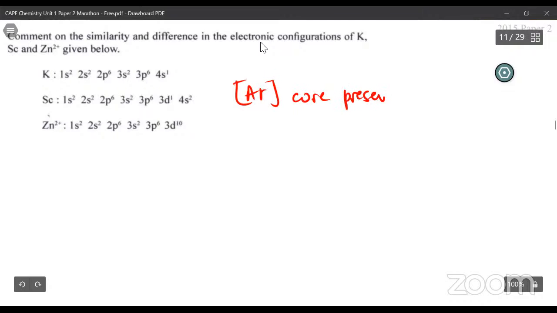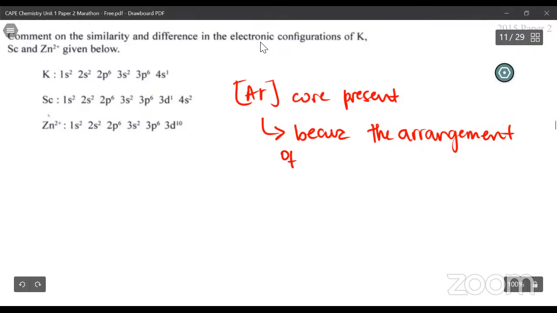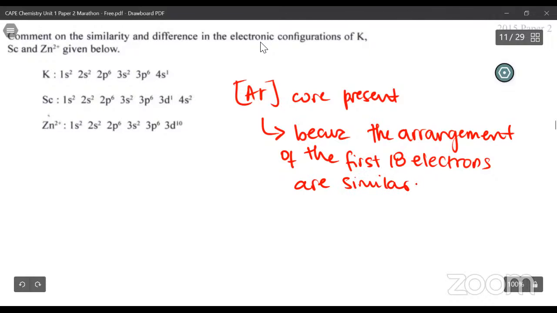And you can further explain this by saying, because the arrangement of the first 18 electrons are similar or the same, whatever you want to say.